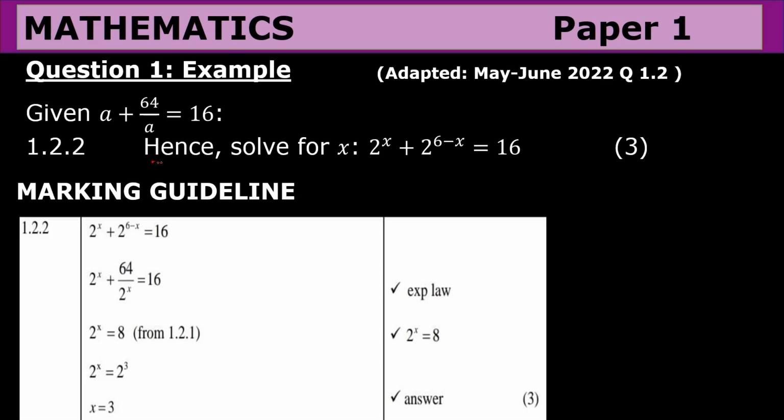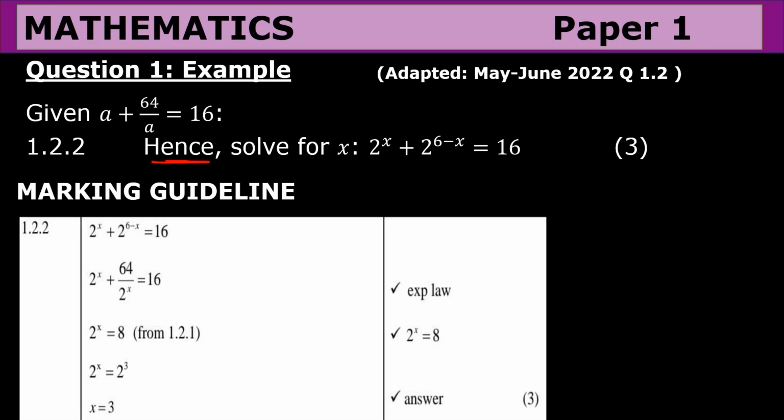Then it says, hence, solve for x. And then they gave us 2 exponent x plus 2 exponent 6 minus x is equal to 16. Now remember, we discussed when they say hence, it means that we are going to use the answer from above, or we use what we've already calculated. So it means that what we've already calculated and this next question are connected.